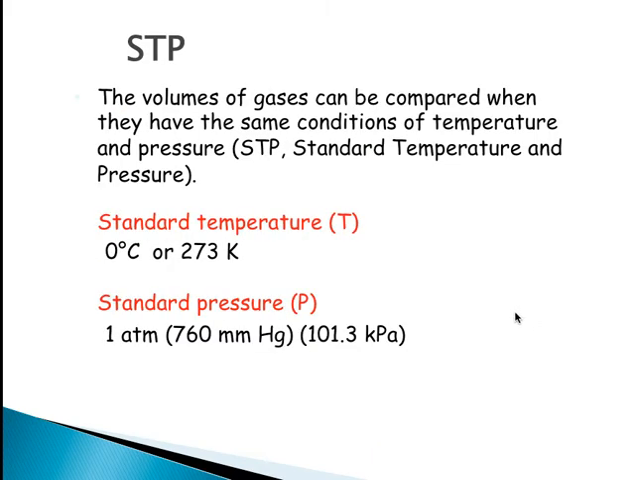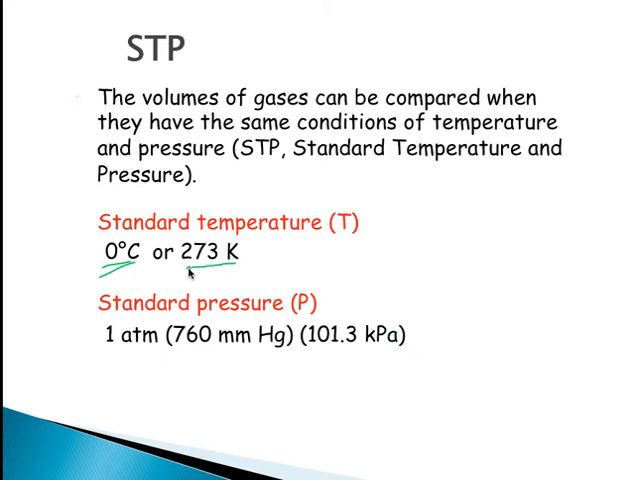Another random thing I'm going to throw in is called STP. It is the standard pressure and standard temperature for a sample of gas. It's chosen so that scientists can have a common reference point for gases. The standard temperature is 0 degrees Celsius, which is 273 Kelvin. For standard pressure, 760 millimeters mercury, 1 atmosphere, 101.3 kilopascals.